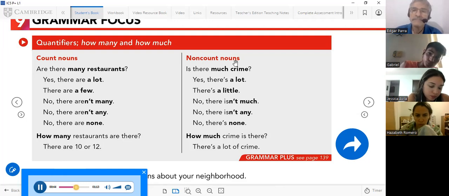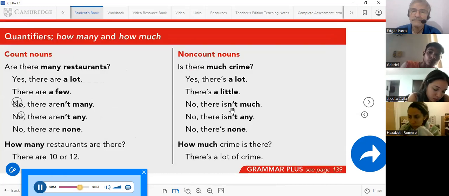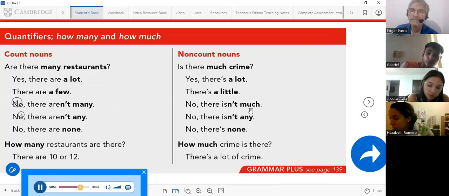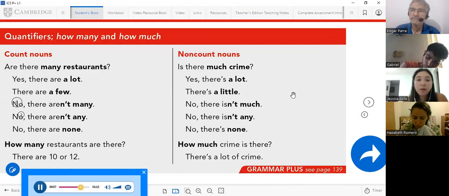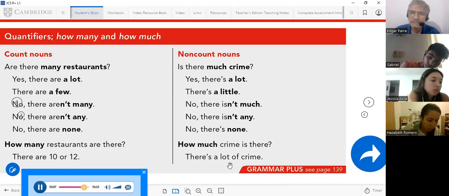Non-count nouns. Is there much crime? Yes, there's a lot. There's a little. No, there isn't much. No, there isn't any. No, there's none. How much crime is there? There's a lot of crime.